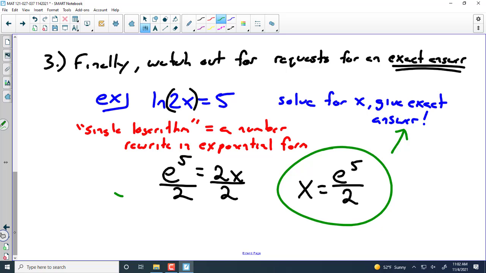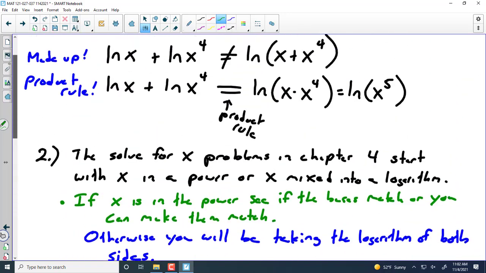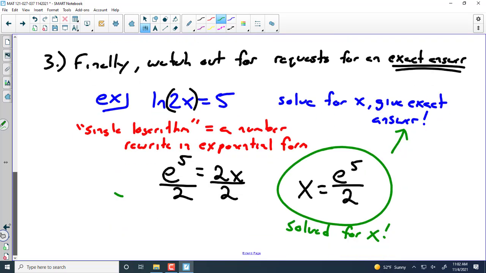We want an exact answer, which means just get x by itself and you're done. It is solve for x. That is the answer to this problem. And that's pretty much all I can tell you about section 4.5 without you just doing it on your own and seeing how it goes.